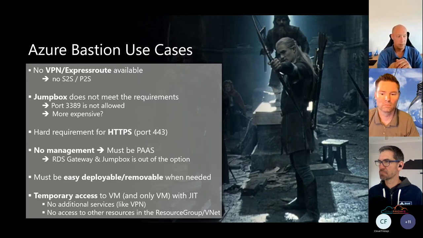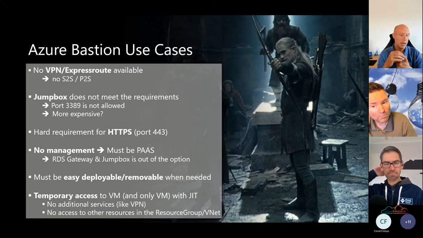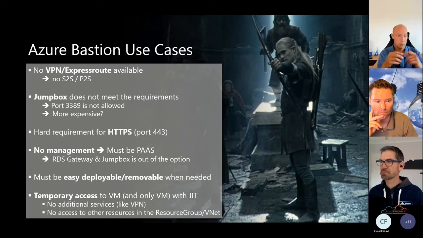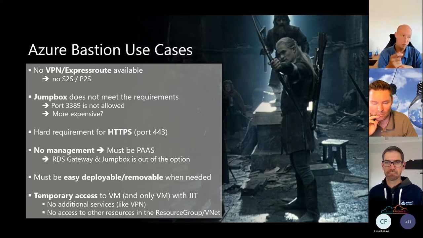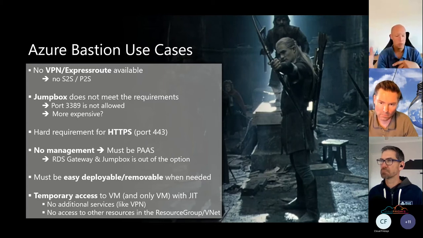Also for the management, if you cannot use IaaS for front-end purposes, so everything needs to be through an application gateway or a load balancer, things like that, Azure Bastion is a PaaS service, so you don't need to deploy an RDS gateway or jump box because it's just a PaaS service. It's easily deployable. Wim will show that as well. You can do it through the portal, you can do it through automation, so that's always a good thing. And also if you want to have temporary access to the VM, you can still use JIT. So Wim will show that one as well. Even in combination with Bastion, you can still use the JIT option.